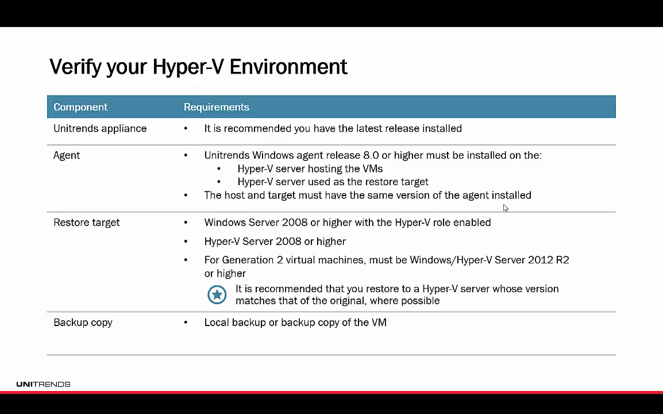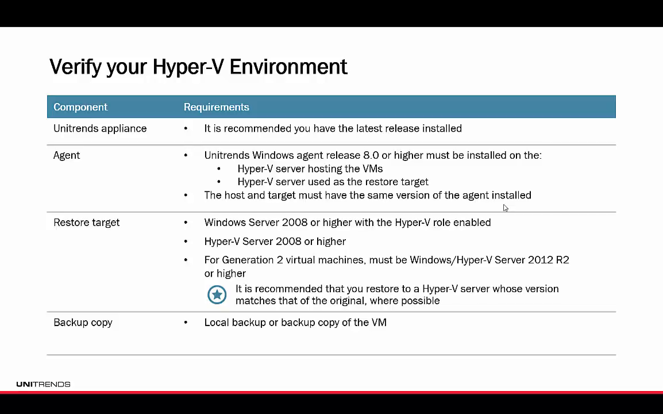All right, make sure you check your Hyper-V server that you're going to be hosting the VMs. Make sure it's registered so you can use it as a restore target for the Unitrends appliance. Not just install the agents, but you do have to make sure they're registered as an asset so you can use those as a restore target.